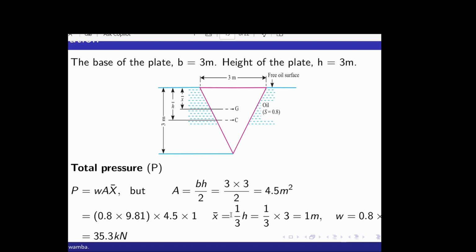So if you understand that for a triangle, x is given by h over 3. Remember, 1 over 3 times h is the same as h over 3. So now this h is this one here, the 3. So this 3 is coming from the formula, and then this 3 is coming from the problem.